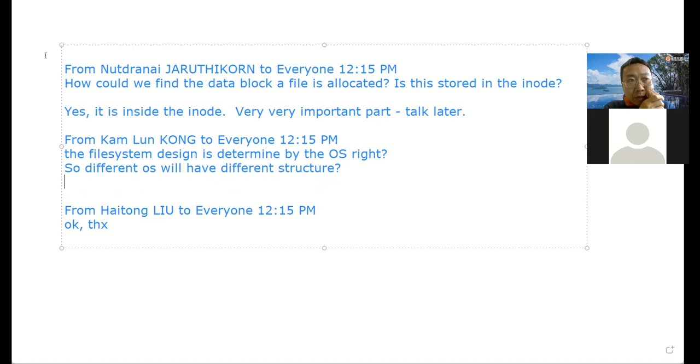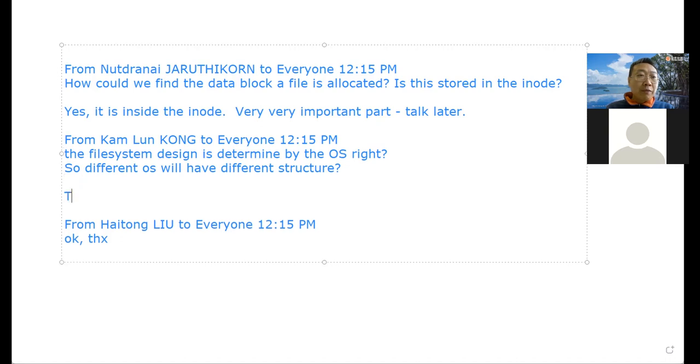Another way to make this work is also okay. We may have the same file system, and this file system can be implemented in different operating systems, okay? Generally speaking, different operating systems may have different file systems, okay?